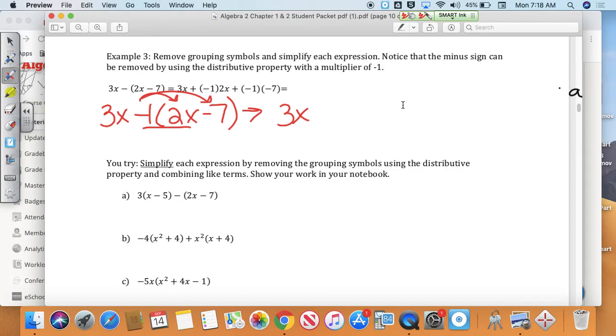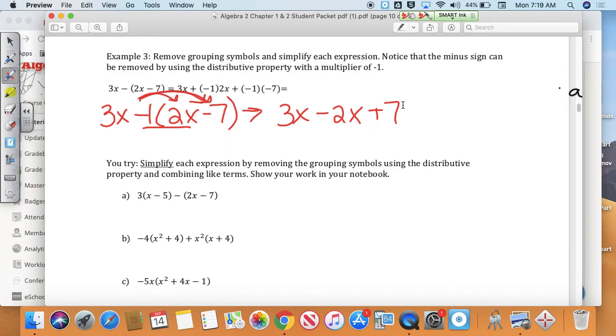Negative 1 times 2x is negative 2x. And then we have to do the negative 1 times a negative 7. Negative 1 times negative 7 is a positive 7. Or you can think of it as a negative 1 times 7, which is negative 7. And then minus negative 7 ends up being a plus 7. Either way, you should get this.